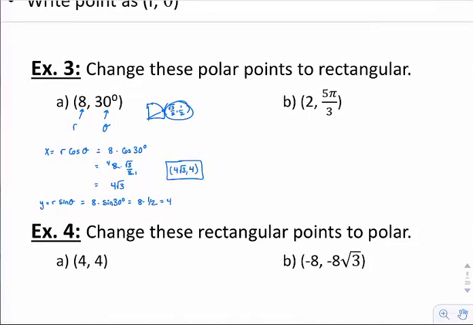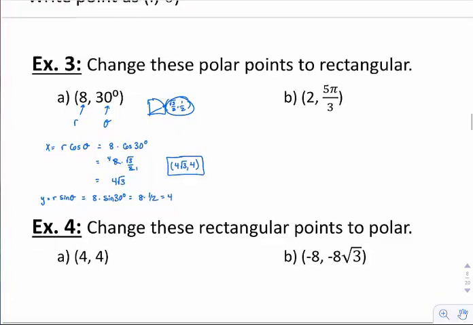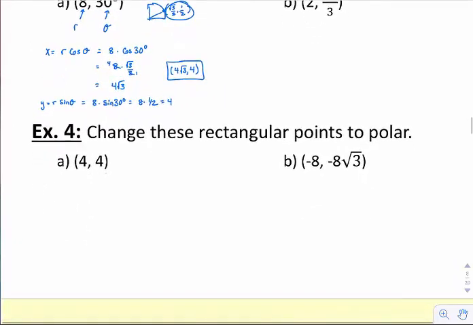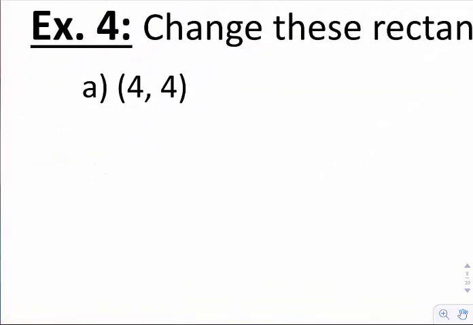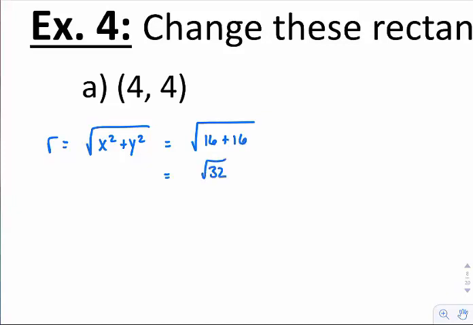And to switch this up, example 4a, we're going to change from rectangular to polar. So again, right now we have our x and our y value. Remember, if you think of your triangle, you want to find the radius, which is your r, the hypotenuse of your triangle. Remember, r is equal to the square root of x squared plus y squared. So it is equal to the square root of 16 plus 16, which is 32. Now you want to simplify this radical to get your r value. So that's going to be the square root of 16 times the square root of 2, so 4 square roots of 2. So that's your r value.